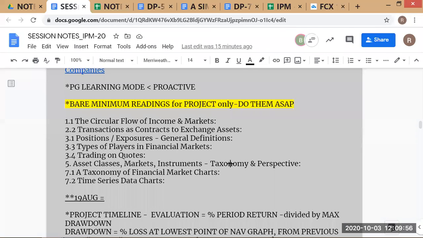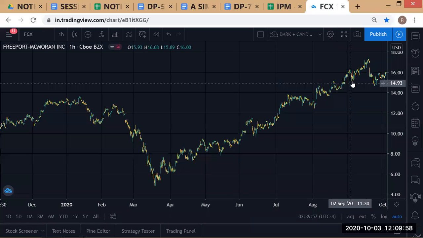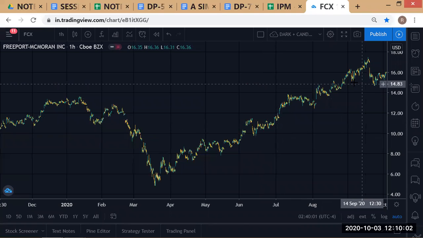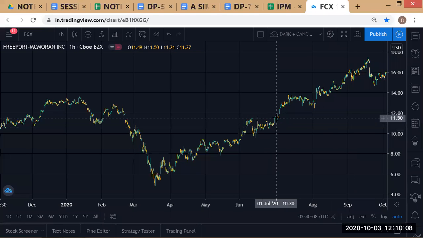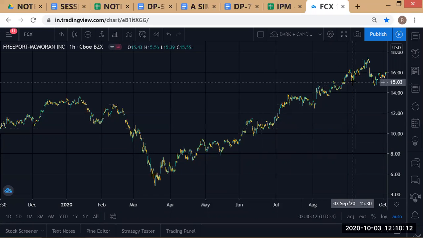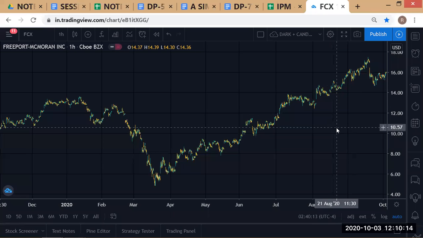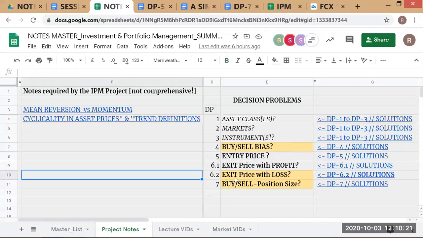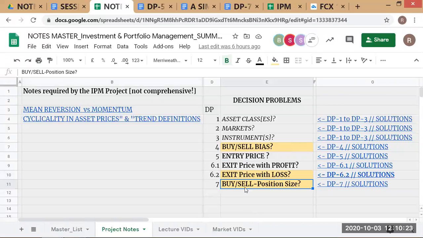Why? Because you see that by using 6.2 logic, Sachin is still able to lock in some profit. It's not that he's losing all his profit. He's still able to lock in some of his profit from here to here by using just the logic of 6.2. So therefore we say we can indirectly solve 6.1 by using the logic of 6.2. We don't have to bother with 6.1. And then we discussed position size, how to model the position size.